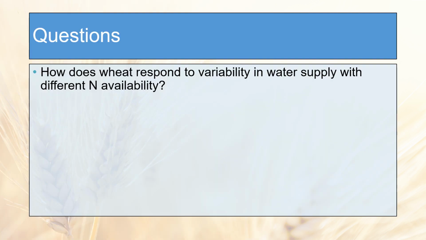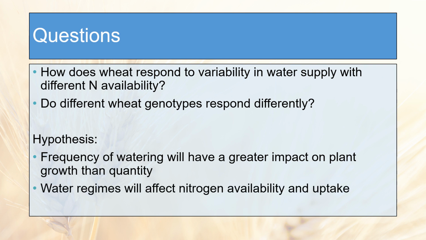So with this experiment, I wanted to ask a couple of questions. Firstly, how does wheat respond to variability in water supply when you also look at the different nitrogen availability? And how do these different wheat genotypes respond differently? So does Gladius respond better or worse than Kukri, for example?